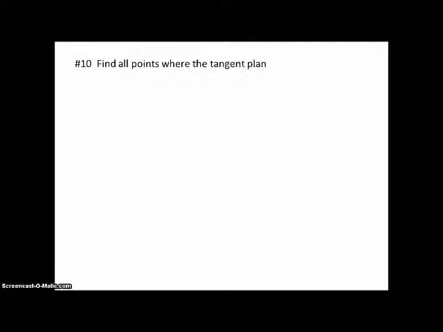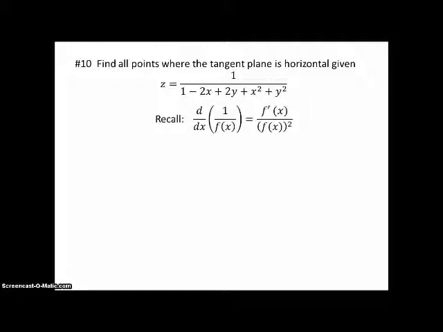Number 10, find all points where the tangent plane is horizontal given this function of z. So this time the partial derivative is going to be a little tougher to do. But recall the short quotient rule from single variable calculus, and we'll use a similar rule here. So all we need is the derivative in the numerator and square the denominator. So the derivative of the denominator with respect to x is just negative 2 plus 2x because the 1, the 2y, and the y squared go to 0. Solving that gives us x equal 1.